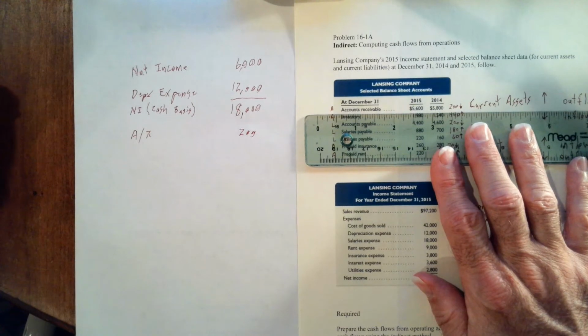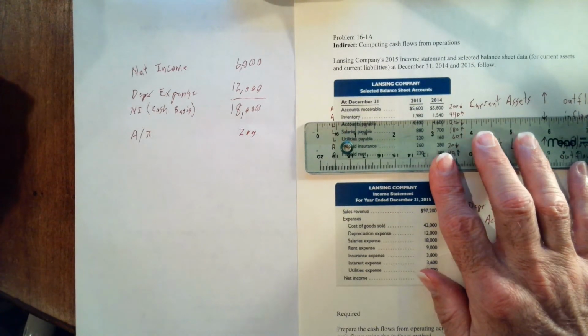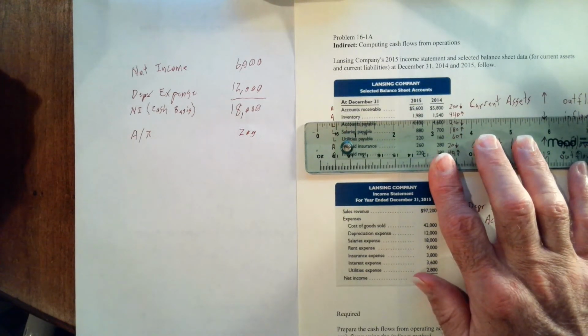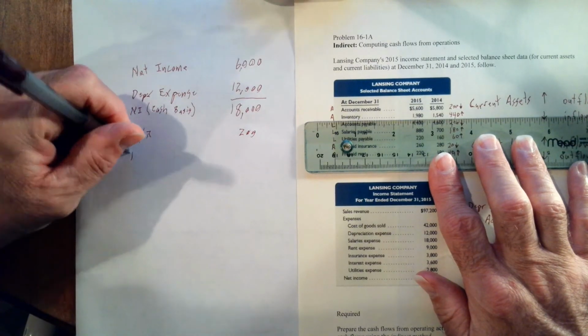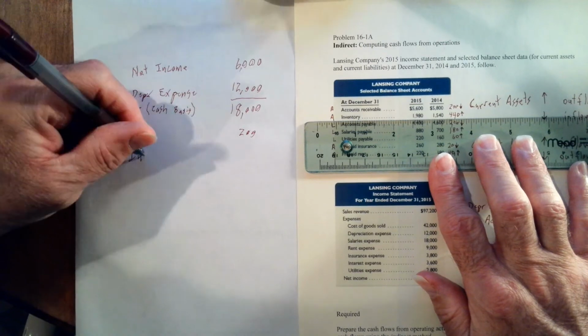Okay? Inventory increased by 440. So if it increased 440, that meant I bought more inventory, right? So if I bought more inventory, isn't that the same thing as a cash outflow? I hope you said, yes, Mr. Hamilton, yes, it is.